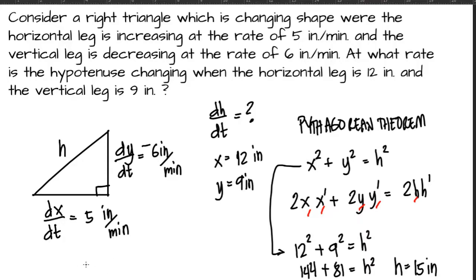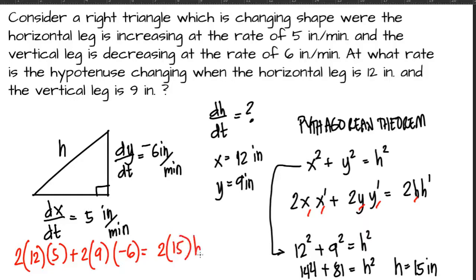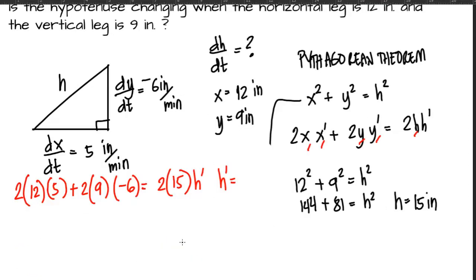So, pakaunta siya sa formula. 2 times x nato nga 12, ang x prime nga 5, plus 2 times 9, negative 6, equals 2 times 15 times h prime. So, rearrange na ni tanan. Supposedly, h prime equals, diba? So, okay, h prime is actually equal to 0.4 inch per minute.